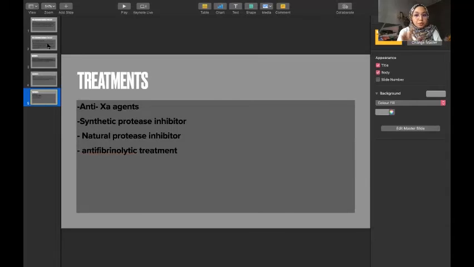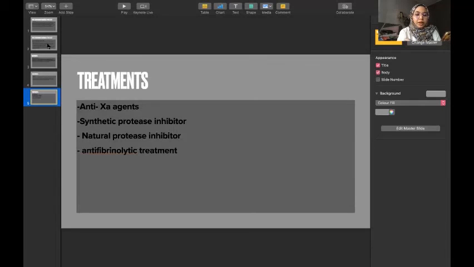Here I got some of the treatments. Anti-Xa agents are drugs like fondaparinux and danaparoid sodium. They activate AT specifically to inhibit Xa. By the way, anti-Xa agents are not recommended in those with the bleeding or massive bleeding type of DIC. And also these drugs are not recommended for patients with kidney or renal failure.